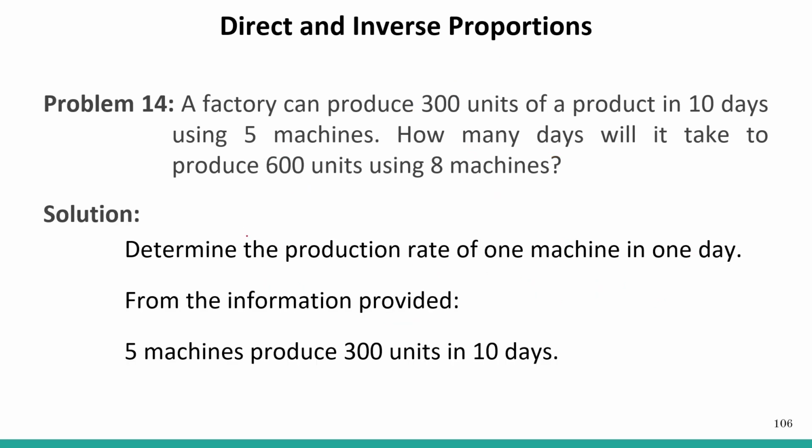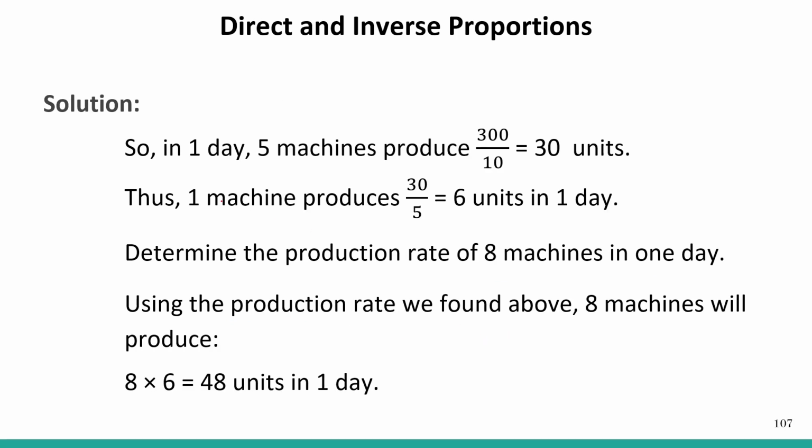So let's see. Determining the production rate of one machine in 1 day. From the information provided, 5 machines produce 300 units in 10 days. So in 1 day, 5 machines will produce 30 units. This is crystal clear because 300 by 10 is equal to 30, because 10 into 30 is equal to 300. So thus one machine produces 30 by 5 is equal to 6 units in 1 day, right?